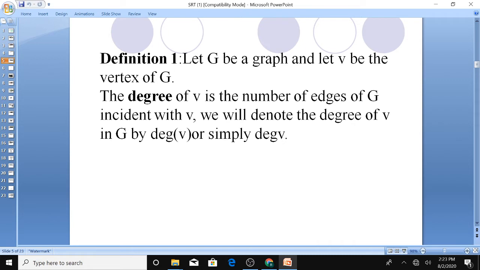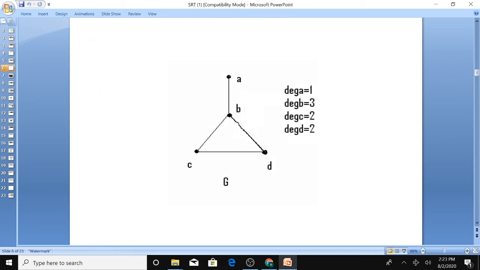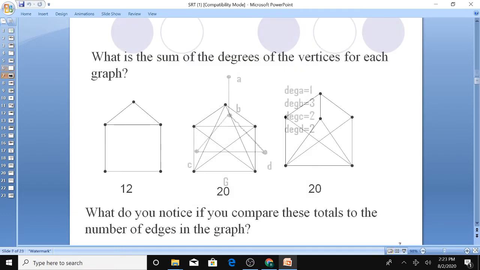So let us move to the definition of degree of a vertex. Let G be a graph and V be a vertex of G. Then the degree of V is the number of edges of G incident with V, and it is denoted by deg of V or deg V. Let us take an example. Here we have a graph G where the degree of the vertex A is 1, since there is only one edge incident with A, and the degree of B is 3, since there are 3 edges incident with B, and the degree of C and D are 2, since there are 2 edges incident with C and D respectively.